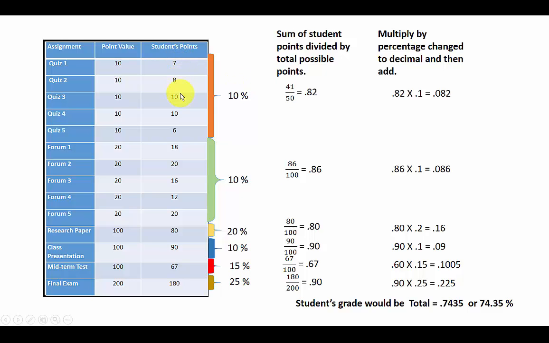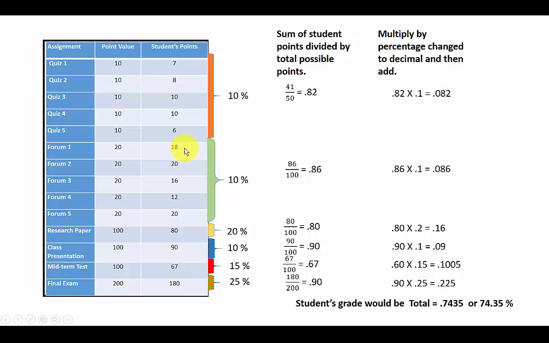So I add in quizzes the 7, the 8, the 10, the 10, the 6, and I get 41. And I divide that by the total possible points. I've got 5 at 10 points each. That gives me 50 points. So if I divide that, I get a decimal of 0.82. I take that 0.82 and I multiply it times this percent turned into a decimal. So 0.82 times 0.1 gives me 0.082.